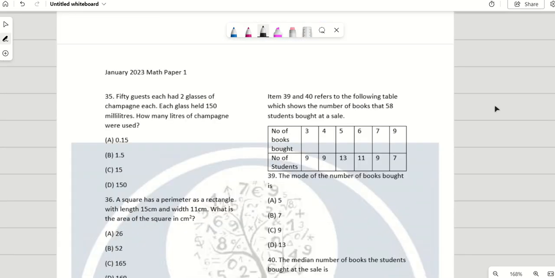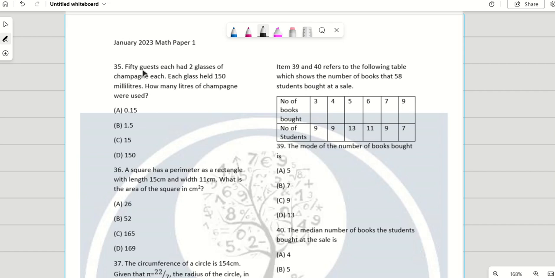Alright, then let's look at number 35. 50 guests had 2 glasses of champagne. Each glass had 150 ml of wine. How many liters of champagne was used? We've done this a few times. The answer is C, but let's just do it. So for one guest, they would have 2 glasses. So that means one guest is equal to 150 multiplied by 2, which is equal to 300.